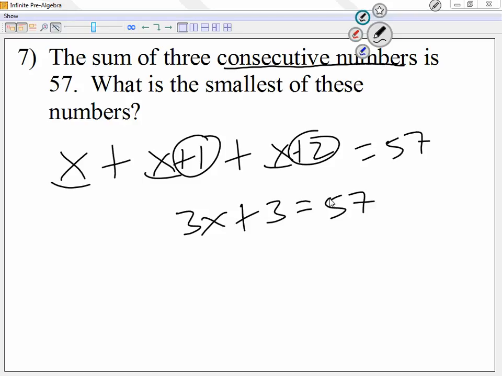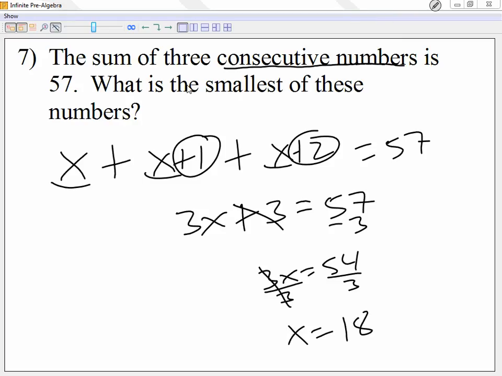So once again, I simplified that from consecutive numbers. From here, we're familiar with this. Let me subtract 3 from each side. 3x equals 54. Now let me divide by 3. 54 divided by 3 is 18. So it says, what is the smallest of these numbers? 18.